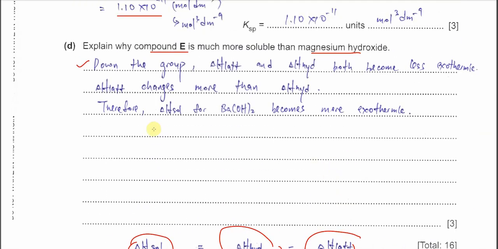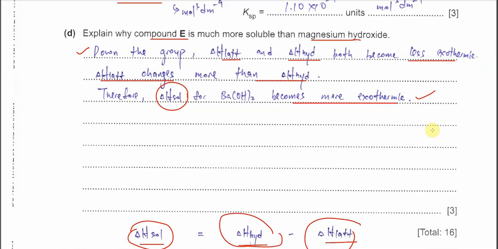So this is the answer in the mark scheme, not much different. Going down the group, the lattice energy and the hydration enthalpy both become less exo, as I told you just now. It's just because the lattice energy changes more than the hydration enthalpy. At the end, the enthalpy change of solution for barium hydroxide becomes more exothermic, meaning more soluble. Okay, that's all. Thank you.